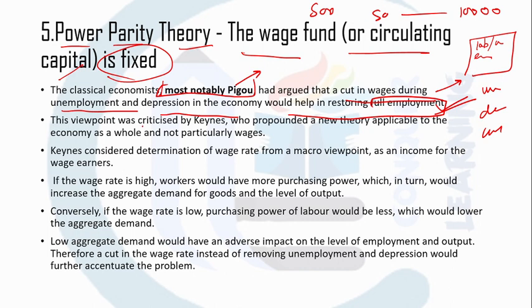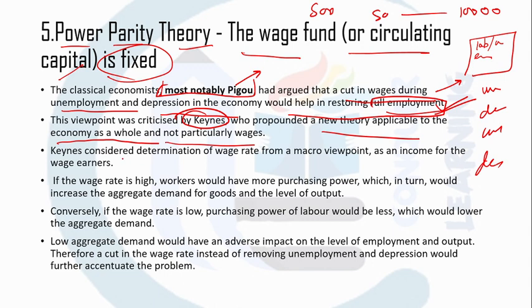But this view was criticized by Keynesian, who propounded a new theory applicable to the economy as a whole, not particular to the wages. So Keynesian ne kaha nahi, full employment is not at all possible, because in depression just by cutting the wages it's not possible to get the full employment. He applied it to the economy. He said that if you want the full employment, there should be an efficient demand for the labor.